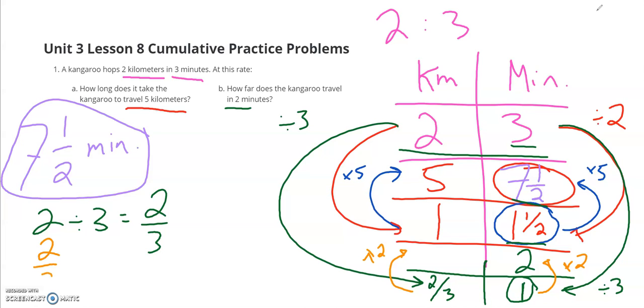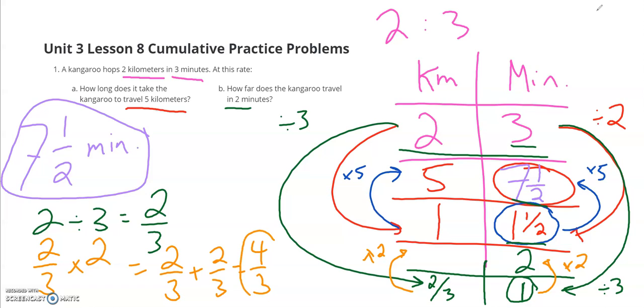2/3 times 2 is just 2/3 plus 2/3, which is 4/3. I know that it takes 3/3 to make a whole. This is 4/3, which means we have 1 whole and 1/3 left over. How far does the kangaroo travel in 2 minutes? 1 1/3 kilometers.